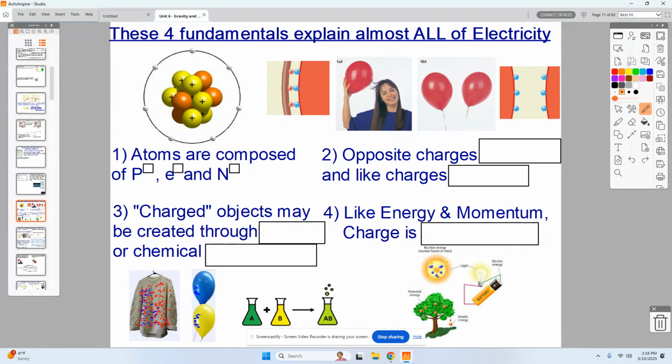I bet you that you know, number one, atoms are composed of protons, neutrons, and electrons. Could you fill in the little sign? Is it positive, negative? Is it nothing for those? I bet you know that already. So take a moment. Which one's which?